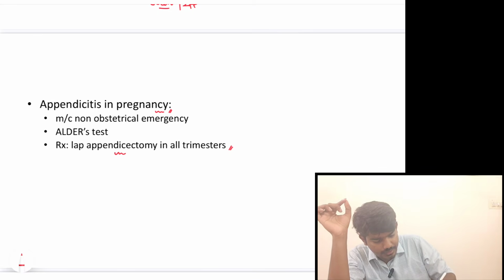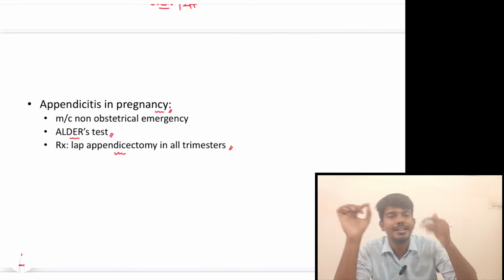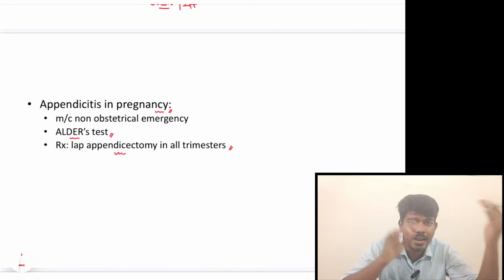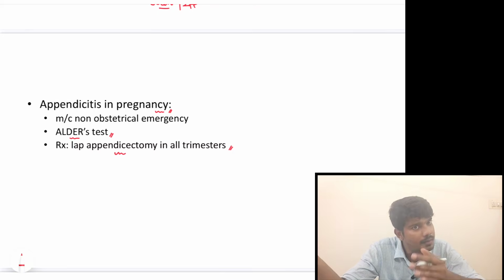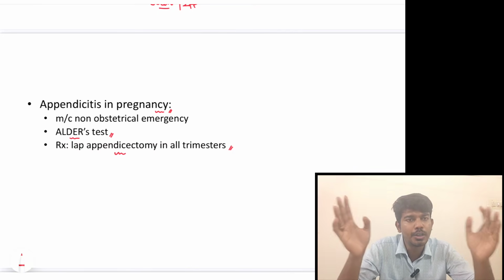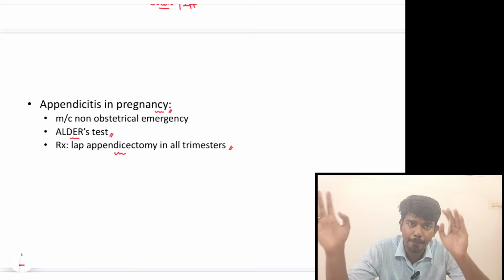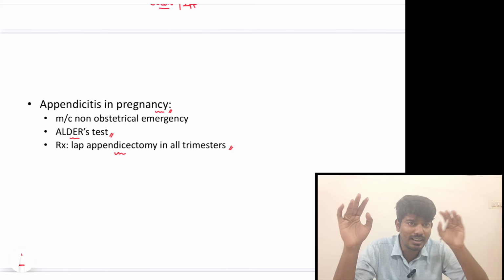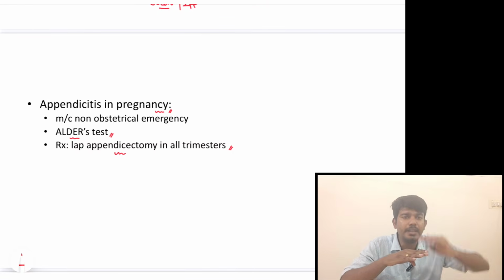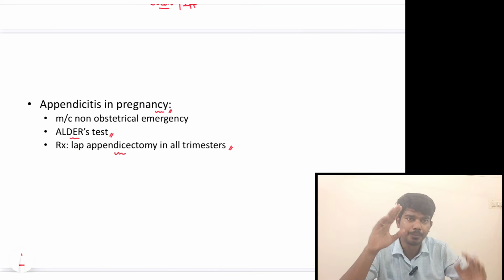Here there is a test called Alder's test. It is used to differentiate between a gynecological and a non-gynecological cause. Usually in a pregnant woman, the appendicitis pain won't be near the anterior superior iliac spine. It will be a little bit higher up.